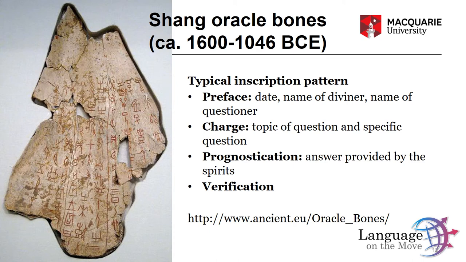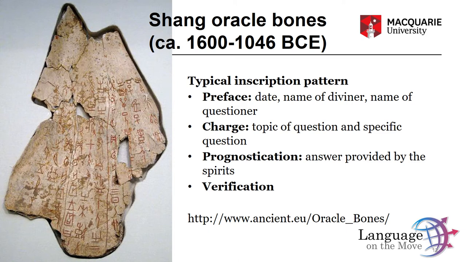So something like, when should I bring my sheep to market? When will I get the best profit? Or when's a good date for an auspicious wedding? Or will my wife have children? Will it be a boy or a girl? Then there is the prognostication, that's the answer provided by the spirit, and the verification is added later on.